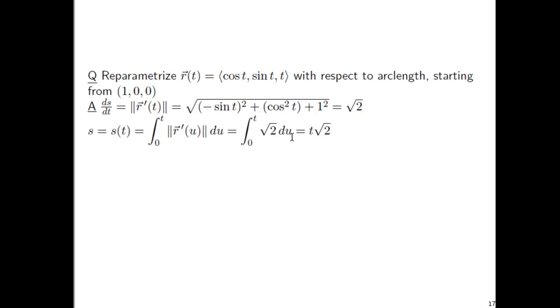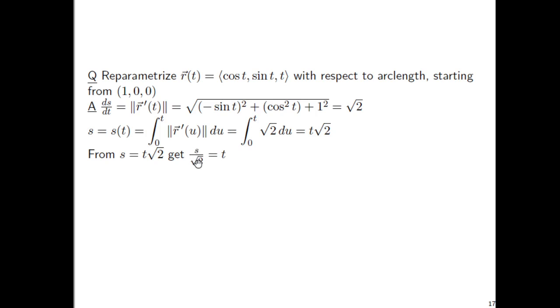with respect to a variable called u. So it'll be root 2 times u, but that's going to be evaluated where you plug in t for u and then plug in 0 for u and subtract. So you end up with t times root 2. And then from this, you should solve for t. And here we have it. So t is equal to s over root 2.